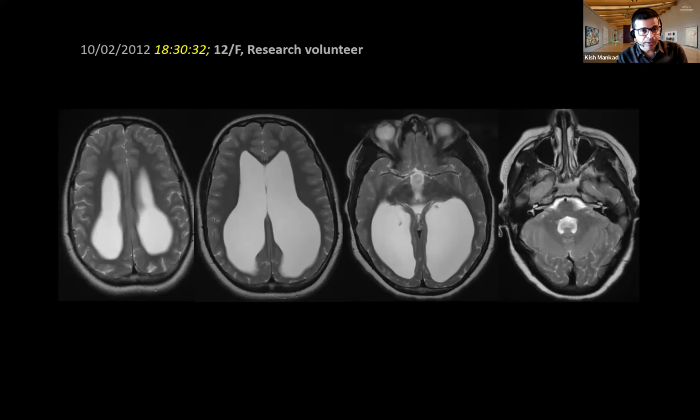12-year-old, completely well, excellent grades in school, no perinatal history of concern, just presented to get scanned, and these were her ventricles. And you can see that the ventricles are enlarged. Will you use the term hydrocephalus to define this particular patient? And you have to think hard. The term hydrocephalus means nothing. It means water in the brain.